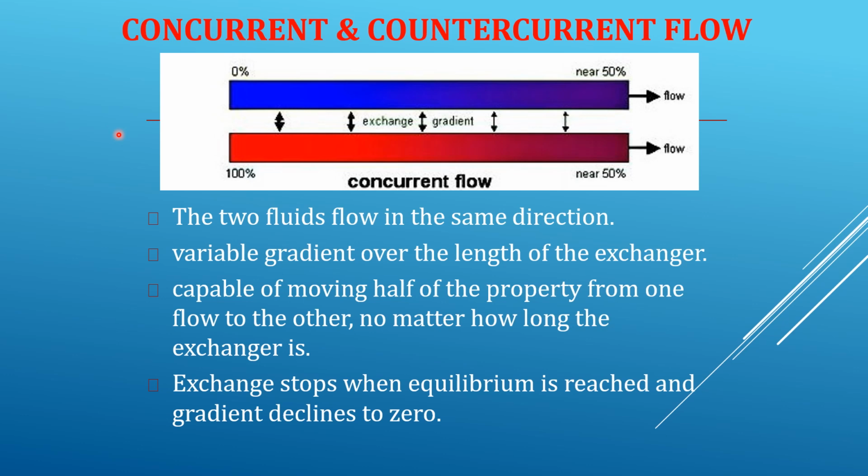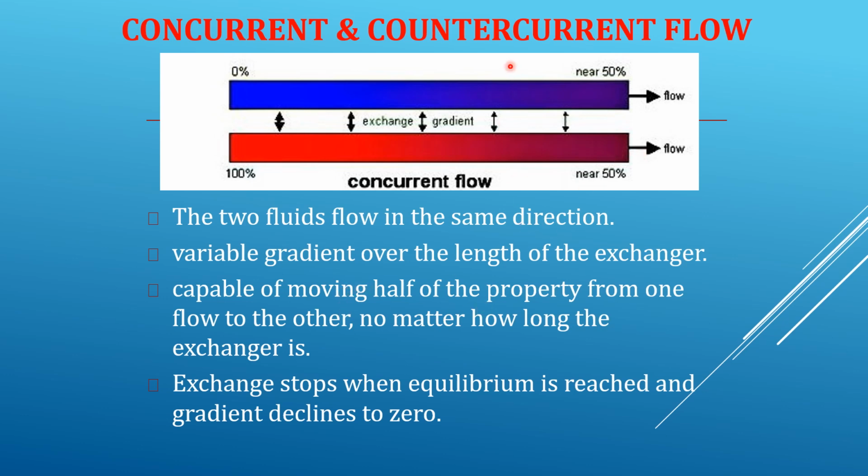So before going into details of the mechanism, it is better for you to know the meaning of concurrent and countercurrent. In concurrent flow, the two fluids flow in the same direction, as we are seeing here. A variable gradient is present over the length. As the flow is going on, the gradient will be varying.